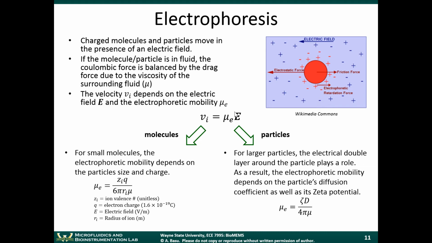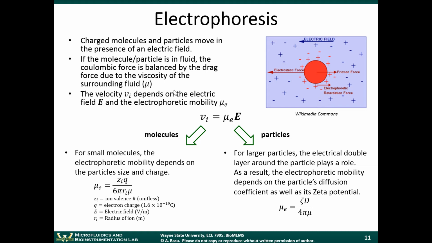Proteins often can have a charge on them as well. They have something called an isoelectric point, which is a pH value at which they don't have a charge. But as long as you're not at the isoelectric point, the protein will have some sort of charge associated with it. So you can use electrophoresis for separating protein molecules as well.